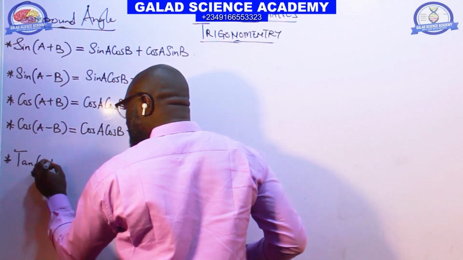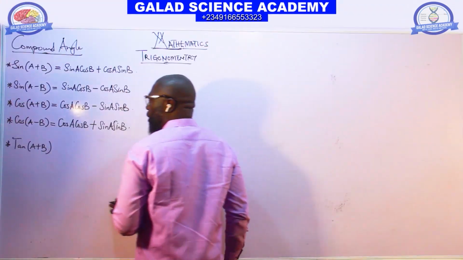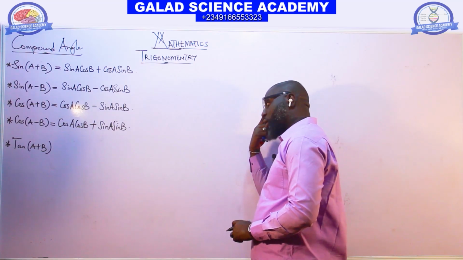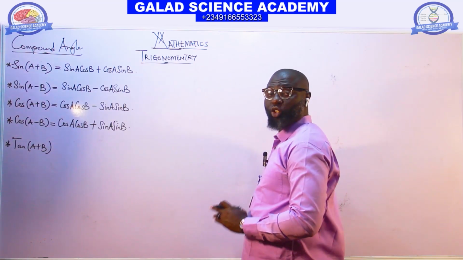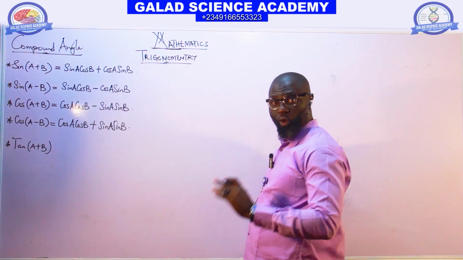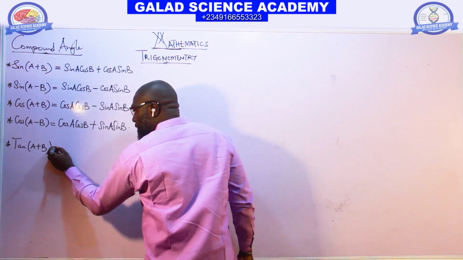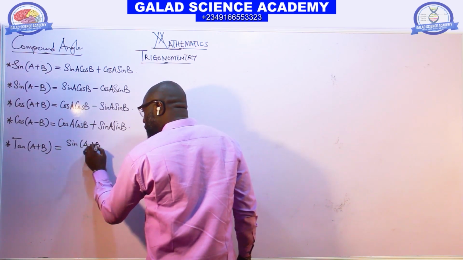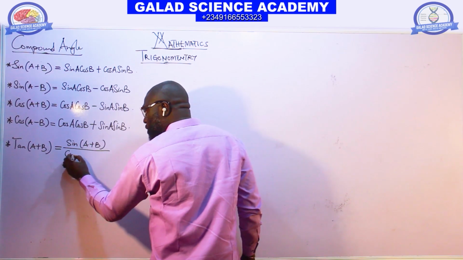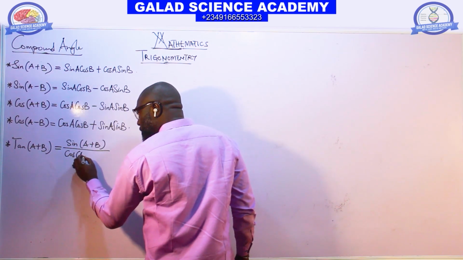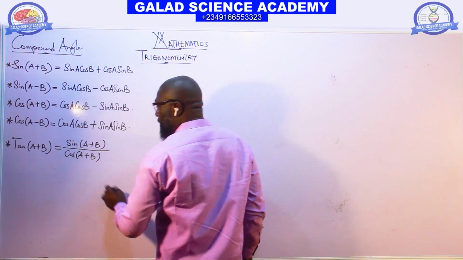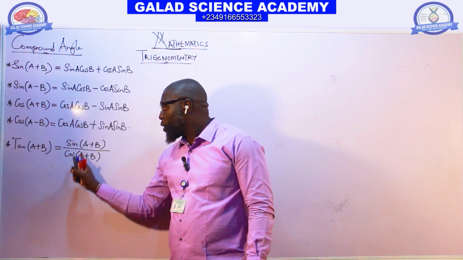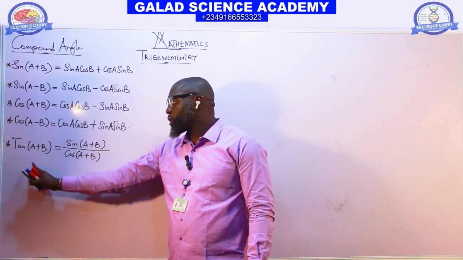Tan of A plus B, what will be the compound angle? As we all know, whenever you have sine, tan is always the ratio of the sine angle over the cos angle. So tan is sine A plus B over cos A plus B. The sine angle of A and B over the cos angle of A and B will give us tan.